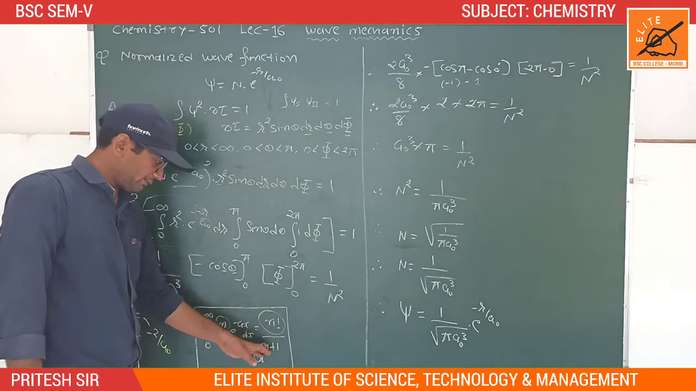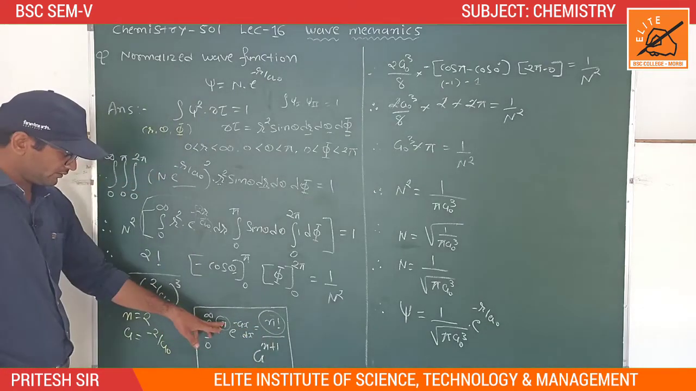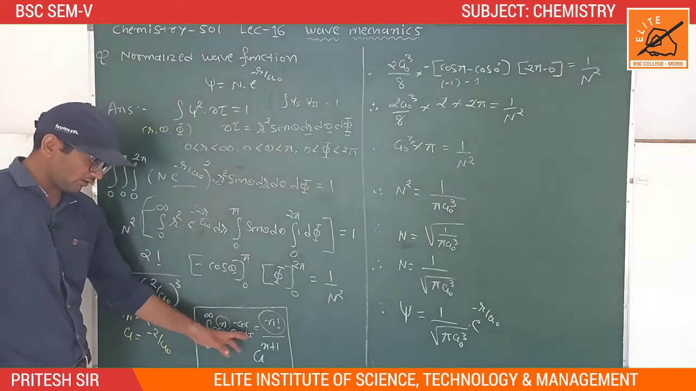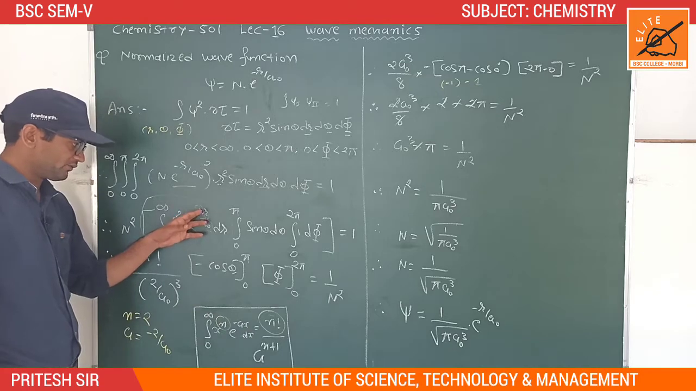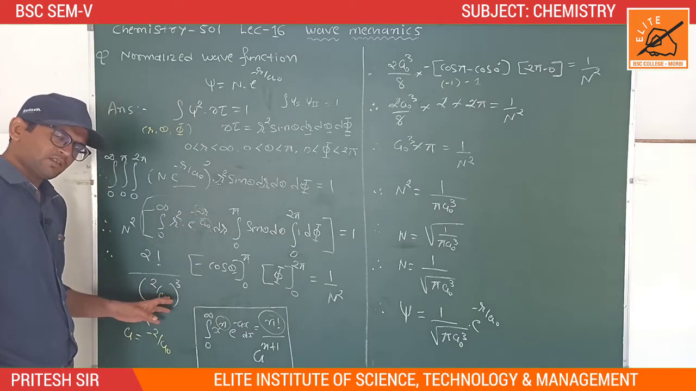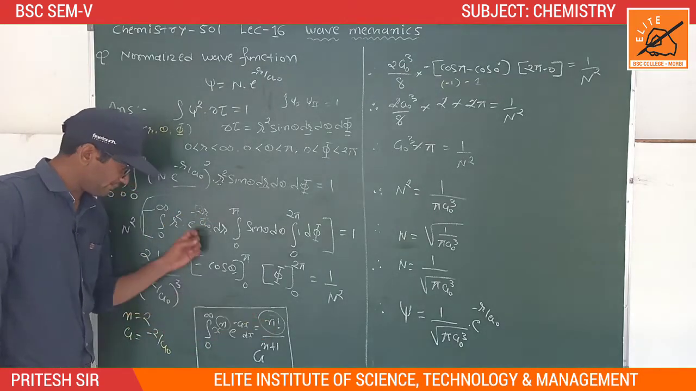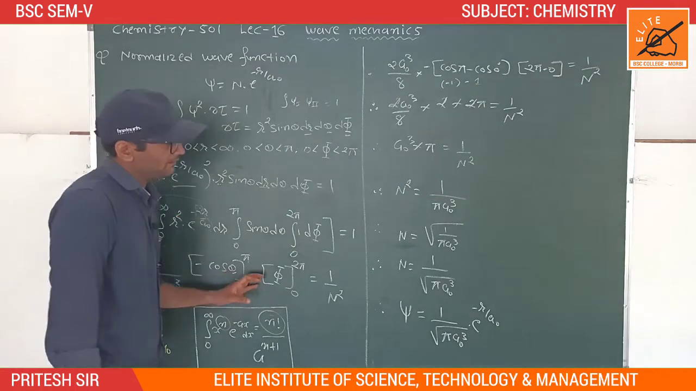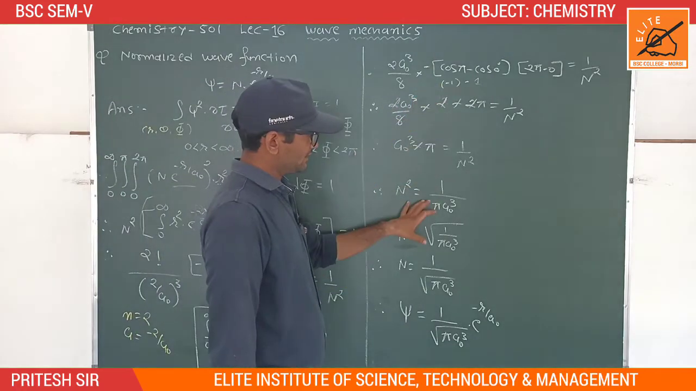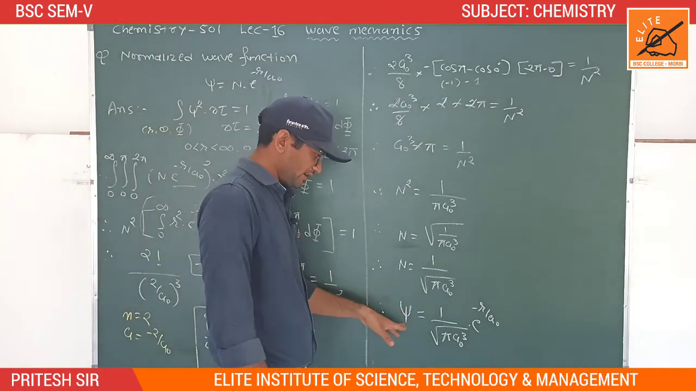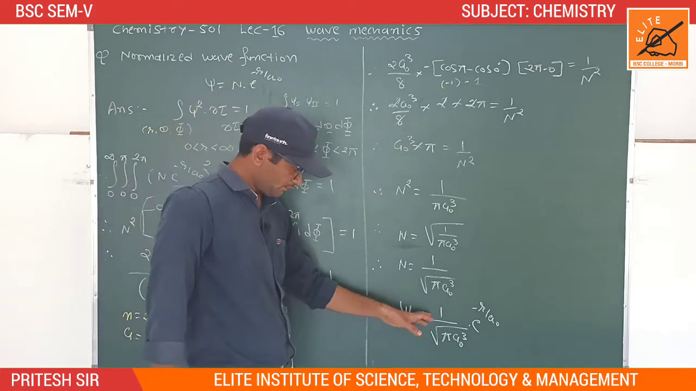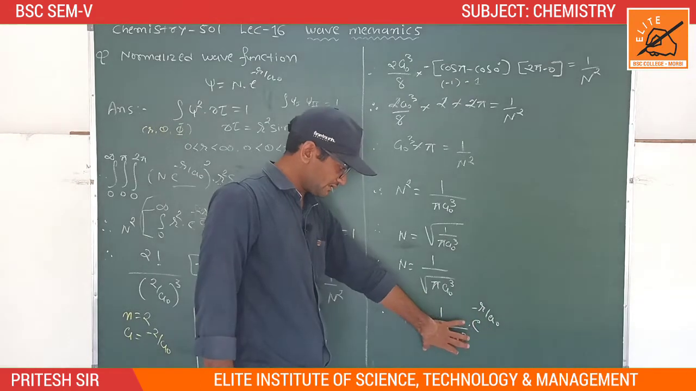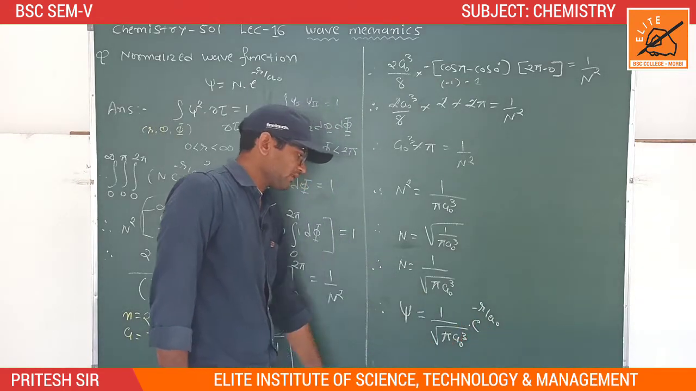n factorial upon a to the power n plus 1. So put the value here, n is equal to 2, so 2 factorial divided by a, a is the coefficient of x, here the value of a is equal to 2 upon a0, so 2 upon a0 to the power n plus 1, here the value of n is equal to 2, so 2 plus 1 is equal to 3. Okay, so solve all these general basic mathematical calculations, finally we get the value of psi is equal to 1 upon root pi a0 cube into e to the power minus r upon a0. So this is the normalized wave function for hydrogen atom.